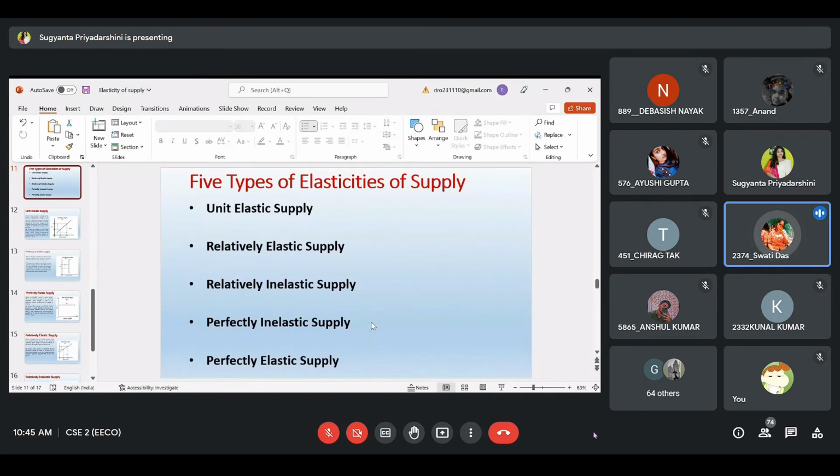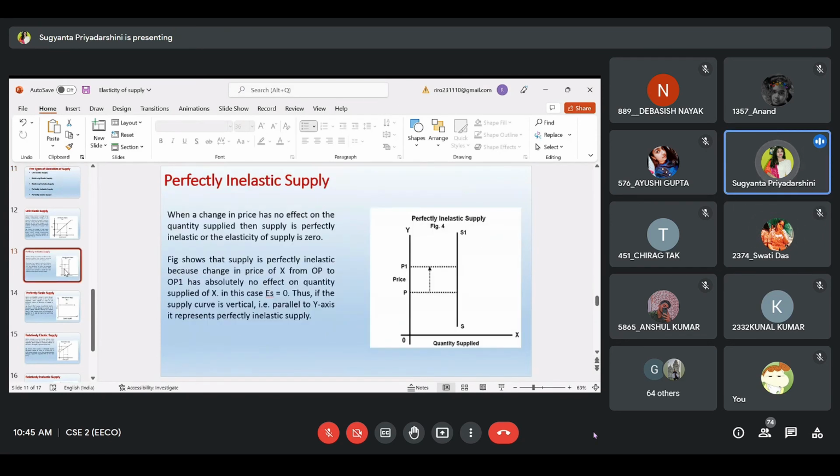When there is no change in quantity supplied due to the price change. Very good. When there is no change in quantity supplied, even if there is a change in price, that is known as perfectly inelastic supply. You can see a vertical line parallel to your y-axis, which shows that your quantity supplied is constant, it is not changing at all.